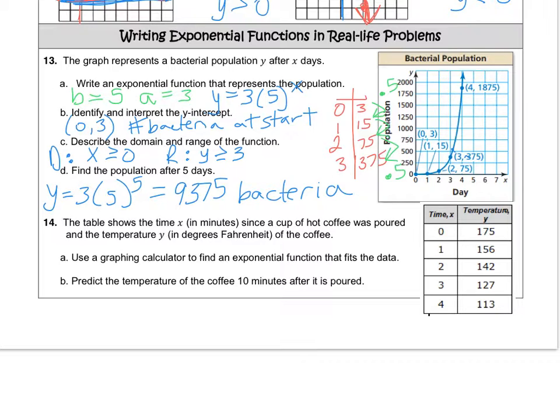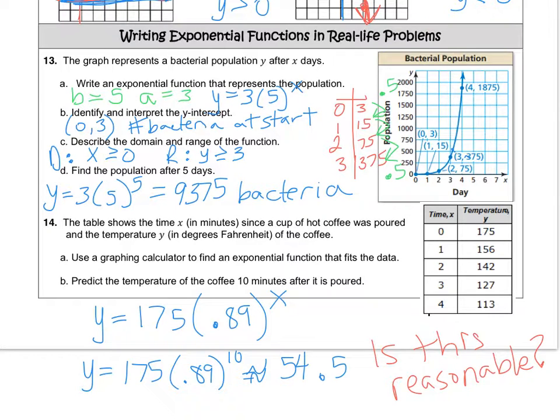But if you don't have a calculator, it's just as easy to say, okay, what is 156 divided by 175? What's 142 divided by 156? You'll get a general idea of what the rate is. And it's a rate of decay, so it's going to be a decimal, a fraction. Either way, I want you to pause your video and go ahead and finish number 14.